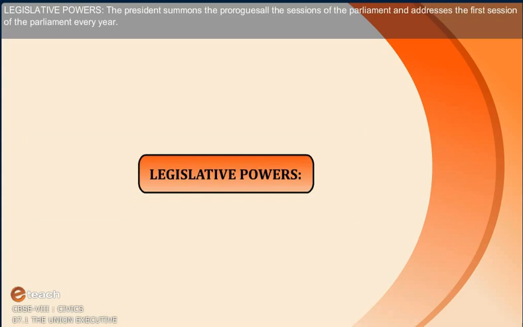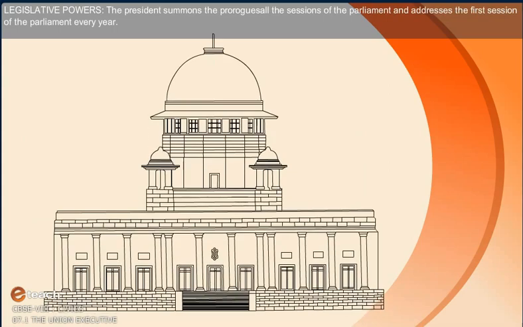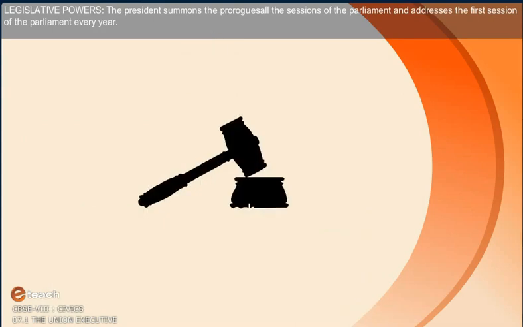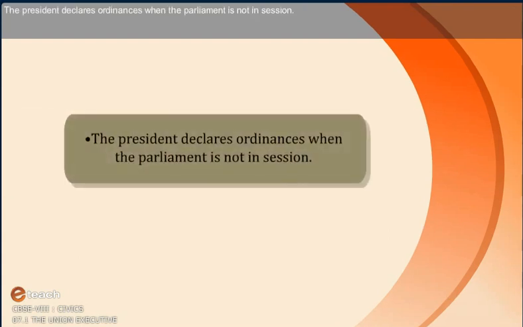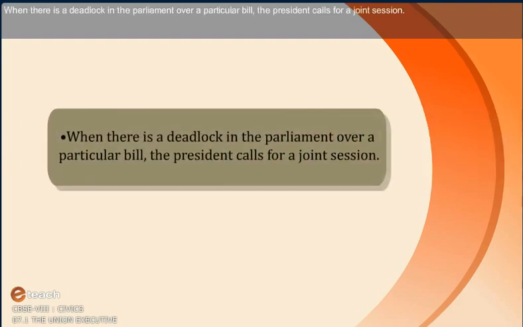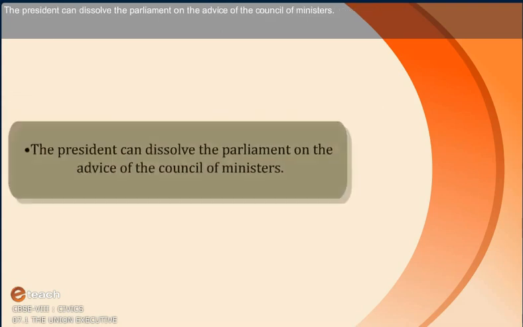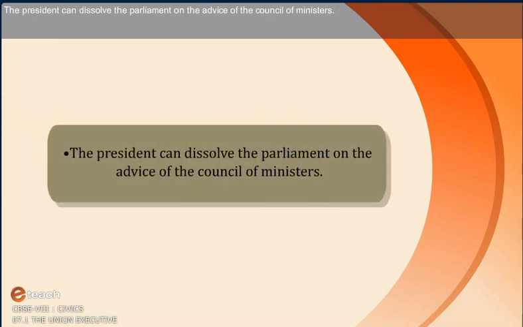Legislative powers. The President summons and prorogues all the sessions of the Parliament and addresses the first session of the Parliament every year. No bill can become a law without the President's approval and signature. The President declares ordinances when the Parliament is not in session. When there is a deadlock in the Parliament over a particular bill, the President calls for a joint session. The President can dissolve the Parliament on the advice of the Council of Ministers.